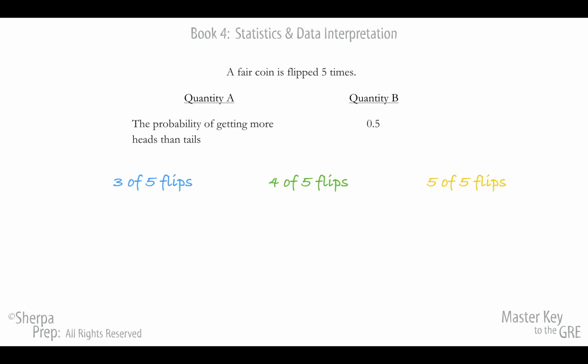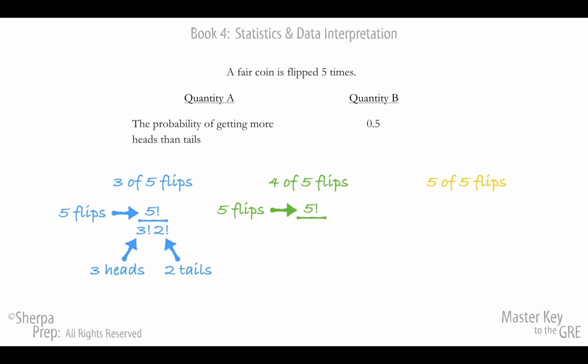For example, 5 flips, 3 heads, that means 2 are tails. Or again, if there's 5 flips and 4 are heads, that means 1 is tails. And of course, likewise, if there's 5 flips and all 5 are heads, that means 0 are tails.